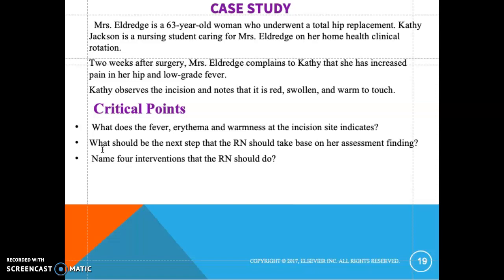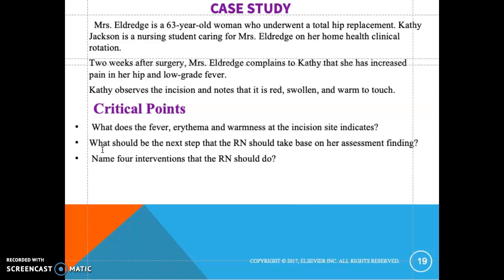Name 4 interventions that the RN should do. So what are some things you're going to do for your patient as a nurse? The site is swollen and it's warm to touch and it's red. So some things you can do: you can elevate that extremity to decrease the edema. You can probably also apply a warm compress to that site.